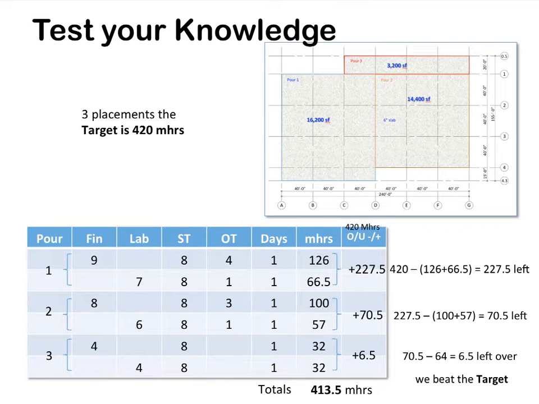So if we look at pour number 1, we add these 2 numbers together and we get 127.5 man hours. We had 420 man hours minus the 126 and the 66.5 gives you that 227.5 man hours left. For pour 2, we end up with 70.5 man hours, and for pour 3, we're still under by 6.5 man hours. So the feedback is we beat the target.